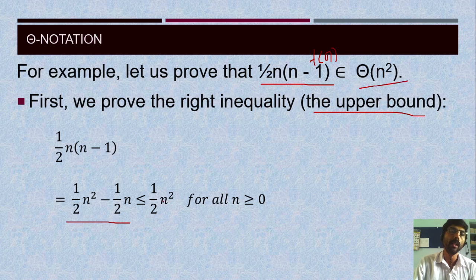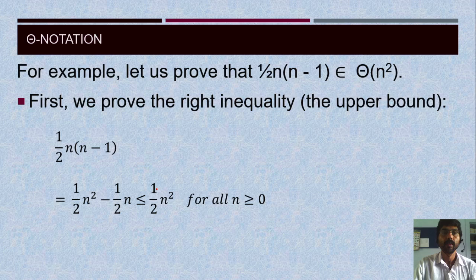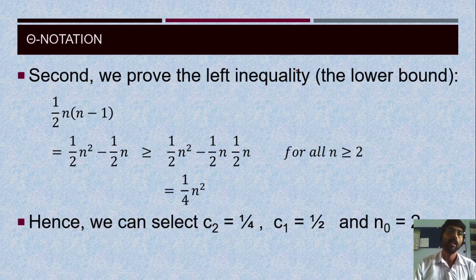When n is positive, half n square is always greater than this value, because as n increases, this part keeps decreasing. You have a decrement here. This part keeps decreasing as n increases rapidly. So in this case, we get the answer half n square. This is the upper boundary for our equation. Now what is the lower boundary? The lower boundary can be identified by using a formula.